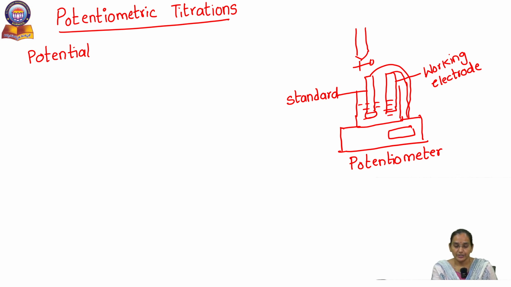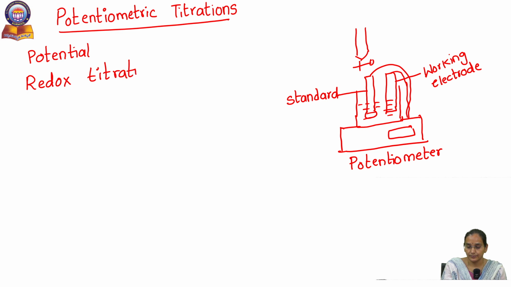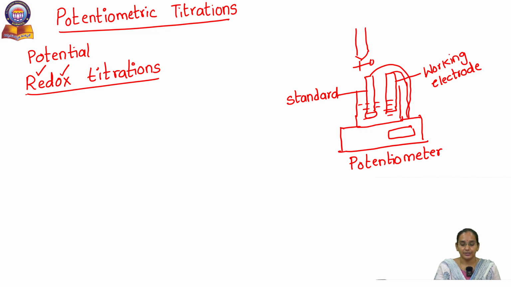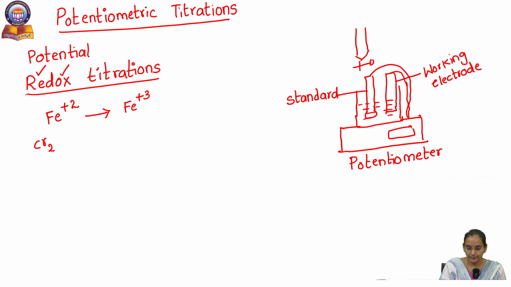Again, in potentiometric titrations, we have different types of titrations: acid-base titrations, redox titrations, and precipitation titrations. Now we are going to discuss redox titrations. What is a redox titration? In this titration, one species will undergo reduction and the other will undergo oxidation. Both reduction and oxidation occur during this titration. If we consider one example, ferrous to ferric using dichromate.